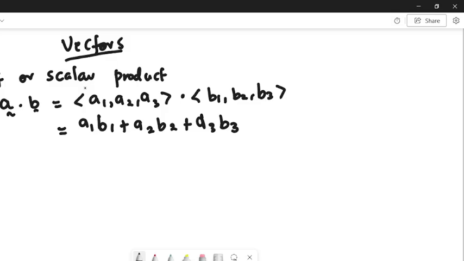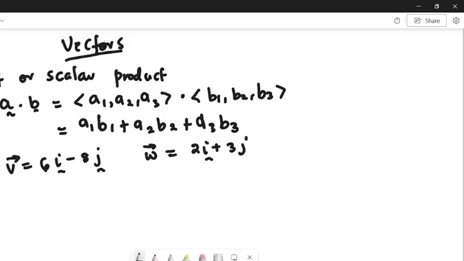So for example, and remember you cannot work with vectors in two different dimensions. For example, if we have V equals 6I minus 8J, and then we have W equals 2I plus 3J. You're asked to find the dot product.